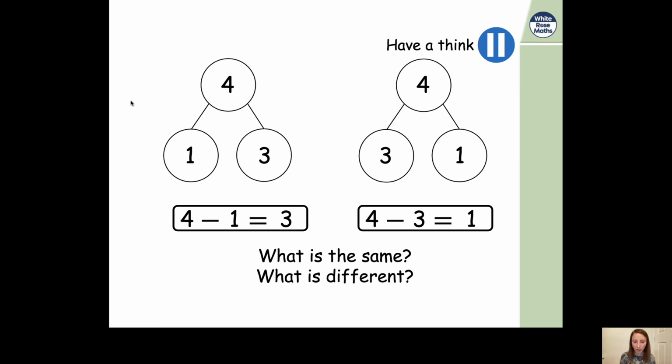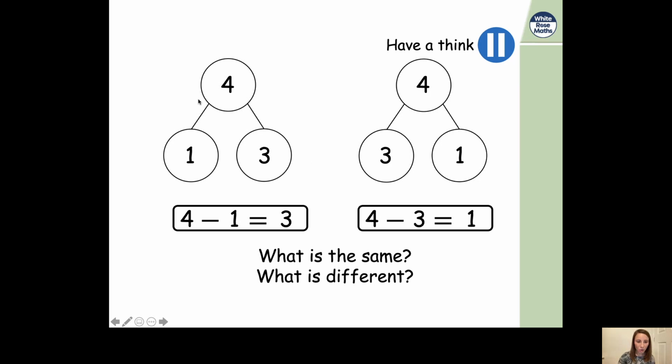Okay, having a look at my 2 subtraction sentences I have made, what is the same and what is different? Pause the video and have a little think. What is the same and what is different? Okay, if you've had a little think, let's have a chat about what's the same and what is different.